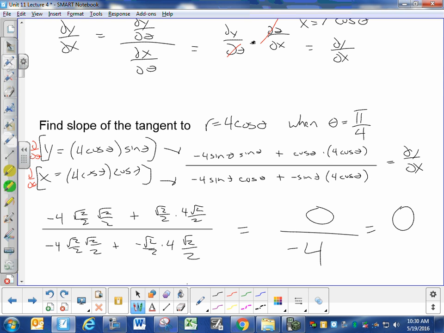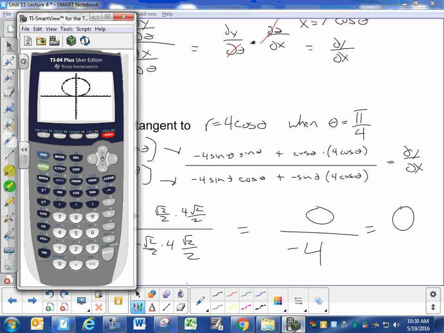Let's go ahead and graph 4 cos theta. You already have that. And see how the graph appears when you start going over it. So 4 cos theta, I'm going to make sure I'm between 0 and 2 pi.